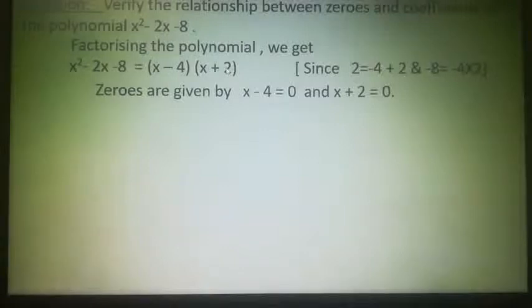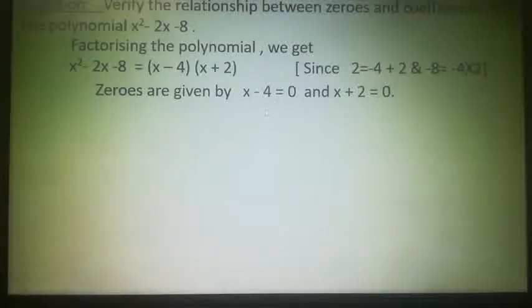Now we have written this polynomial as the product of these two factors. To find the zeros, you have to equate this polynomial to 0. That means x square minus 2x minus 8 is equal to 0, that is x minus 4 into x plus 2 is equal to 0. When the product is 0, each one can be equated to 0. Either x minus 4 is equal to 0 or x plus 2 is equal to 0.